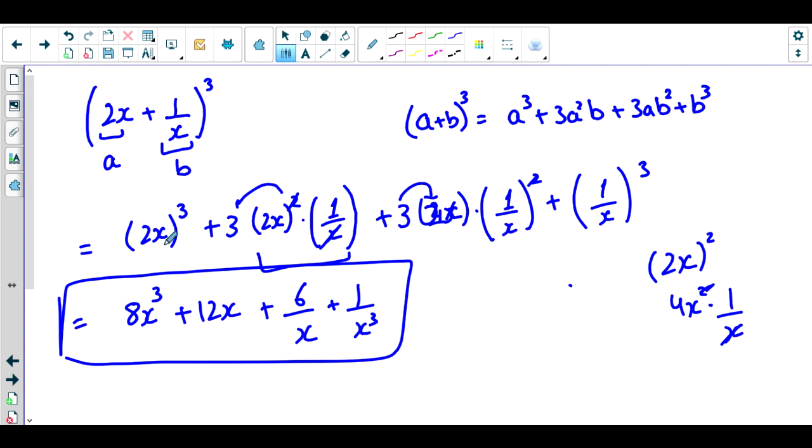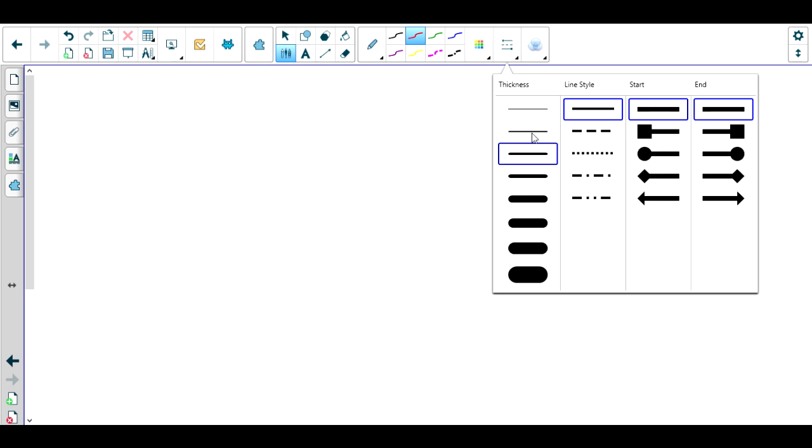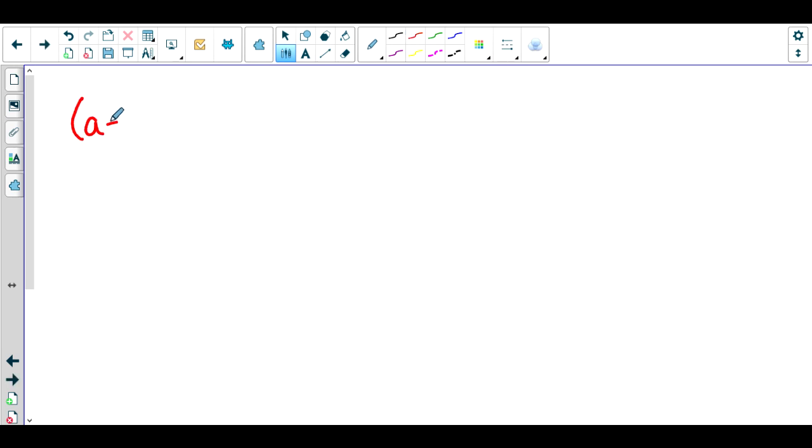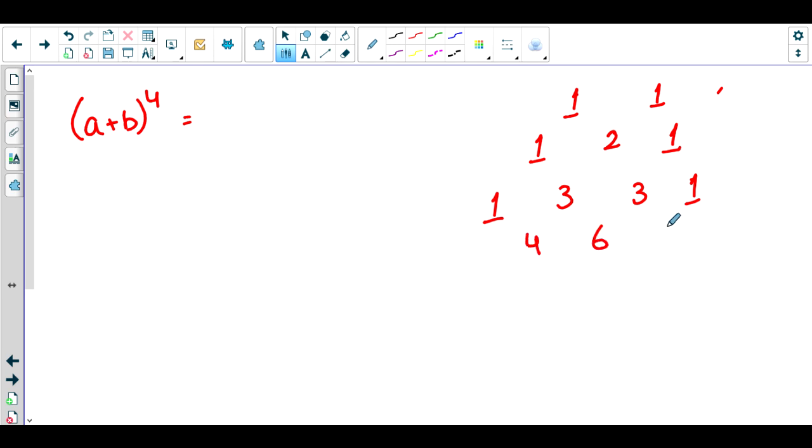So we tried 3 questions in cube format. Okay, let us try some questions with higher power. Let's say we have a plus b to the power 4. How can we get the formula? Let's quickly draw the triangle here again, because we did it before. We have 1, we have 1. So 1 plus 1 is 2. We get here a 1, we get here a 1. So 2 plus 1 becomes 3, 2 plus 1 becomes 3. So we have a 1 here, 1 here. We have 3 plus 1, 4, 3 plus 3, 6, 3 plus 1, 4, 1 here and 1 here.